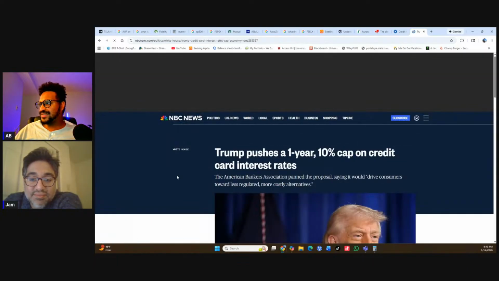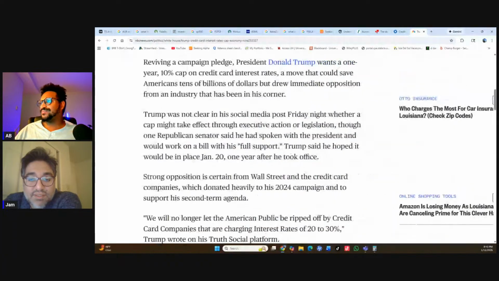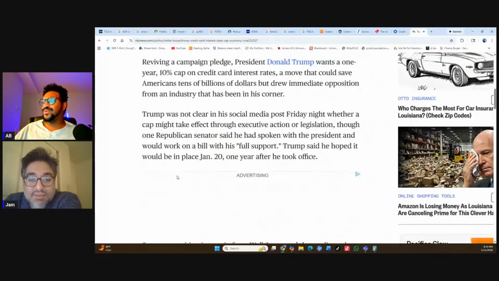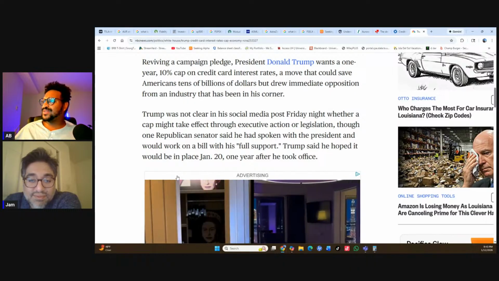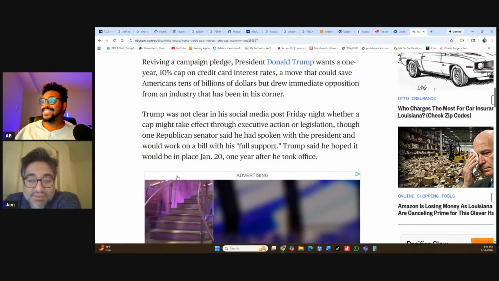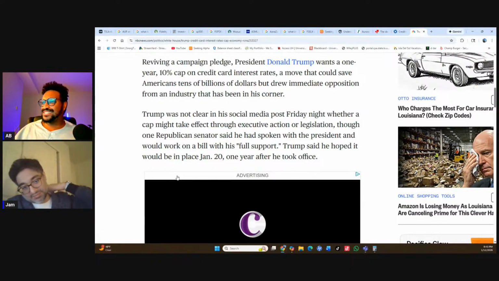Reviving a campaign pledge, wants a 1 year 10% cap on credit card interest rates, a move that could save Americans tens of billions of dollars, but drew immediate opposition from an industry.